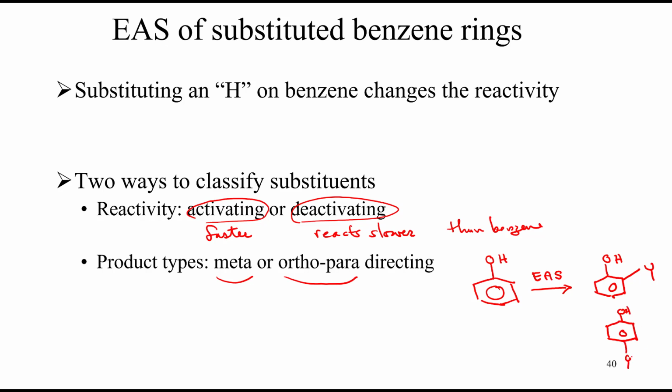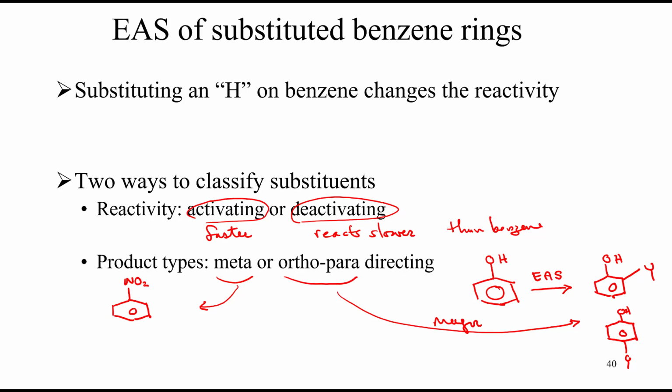So this is what we mean by ortho-para directing. The major product has substituents, when they're added for the second substituent, in the ortho and para direction. A meta-directing substituent is actually something like a nitro, and we'll go over these in the next couple of slides. I don't expect you to memorize whether particular substituents are activating or deactivating, or whether they're ortho, para, or meta directing. But I will provide you a table with that information.